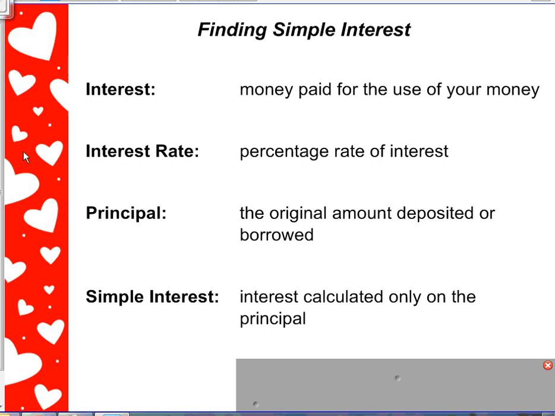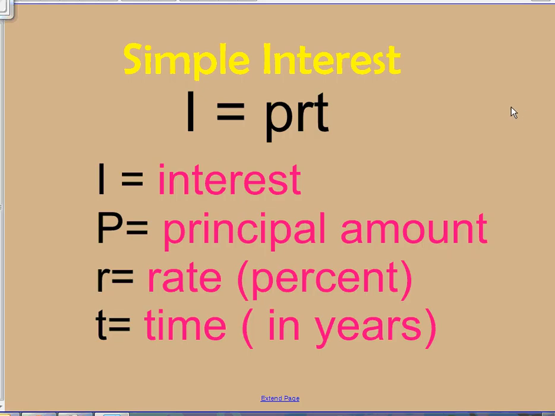So, we have a very nifty formula that we use in order to figure out simple interest. That is I equals PRT, or I like to call it PERT. Okay? So, I stands for interest, P is the principal amount, R is the rate, the percentage that we have, and T is time in years. Okay, so if they say 6 months, then in years you would put 0.5, or 1/2, because that's exactly what that is.